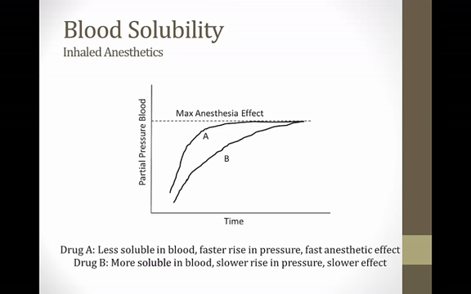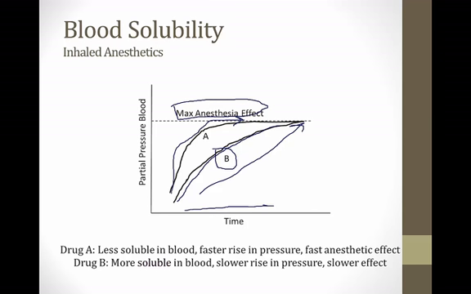So imagine that a patient begins inhaling anesthetic B, and we measure the partial pressure of that anesthetic in their bloodstream over time. Anesthetic B takes a long time to rise up to its maximum value where it will yield its maximum anesthesia effect. Drug A, on the other hand, when the patient inhales that, it quickly rises up to its max effect. Therefore, from this graph, you can tell that drug B has a much higher solubility in blood, and therefore it takes a longer time to get up to this max effect.